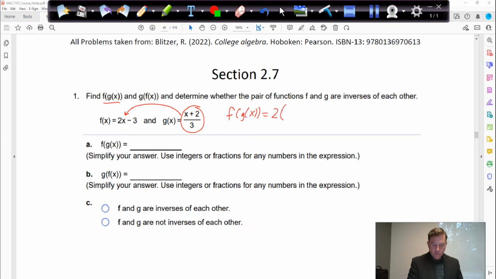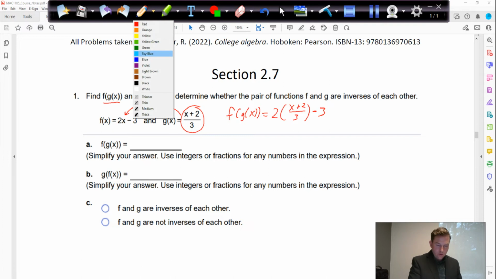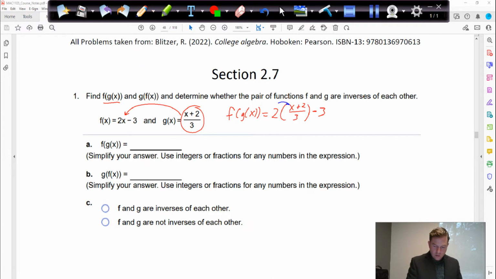We're replacing this x there with all of this, x plus 2 over 3, and then that minus 3 is still there. That x became all of that. And now we're going to distribute, so this 2 is going to go into this x, and it's going to go into that 2. So we're going to get 2x plus 4 all over 3.